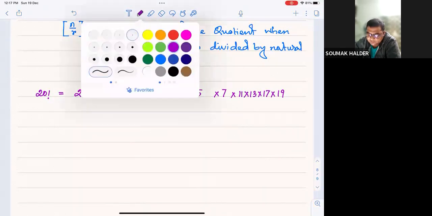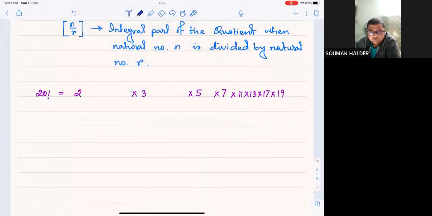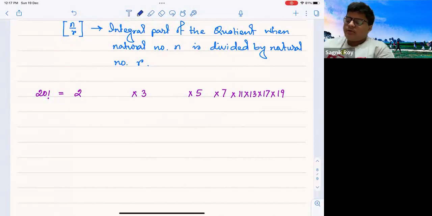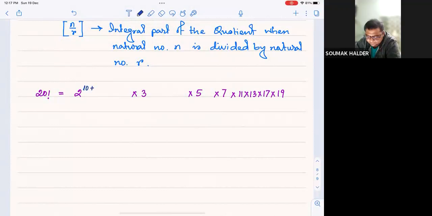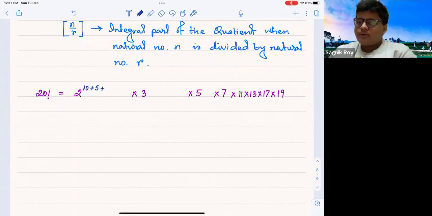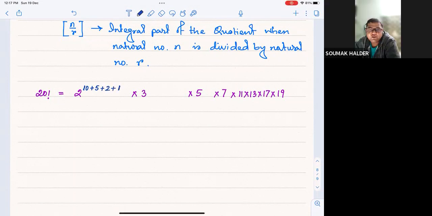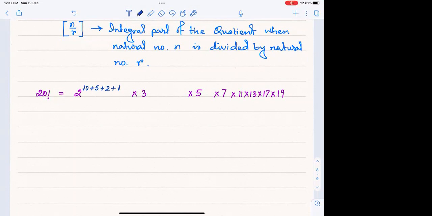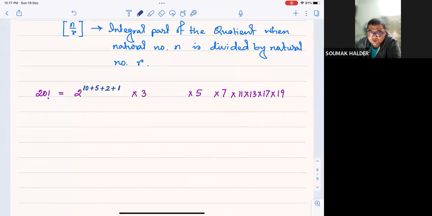Now first part, how many twos? Sir, 2 to the power 1 will be given by 10 numbers, and 2 square, 5 numbers. Very good. For 2 cube, 2 numbers, and for 2 to the power 4, only 1. Very good. Is that okay for all? Yes. Anyone not following this particular proceeding?